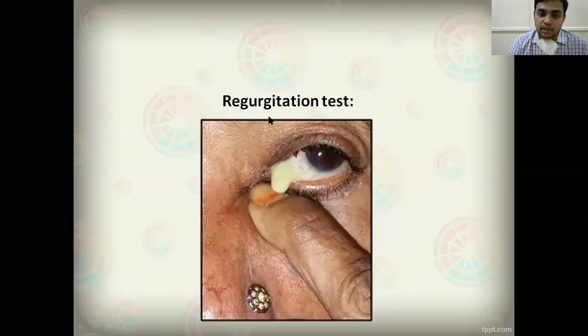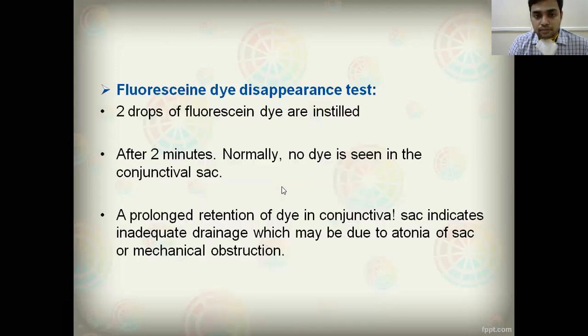So here the regurgitation test is performed by putting pressure over the lacrimal sac just above the medial palpebral ligament, and we have to observe the reflux of any fluid from the sac to the upper or lower punctum, and identify the nature of the reflux fluid. Here in this picture it is a purulent discharge, so the patient is having acute dacryocystitis.